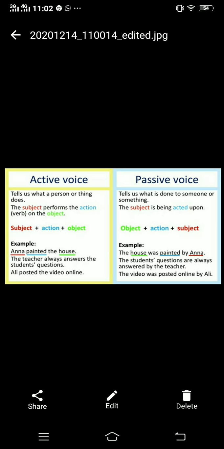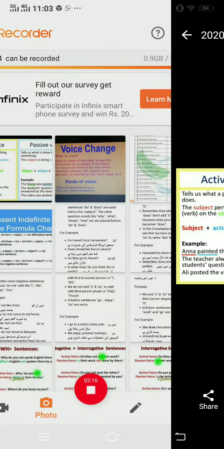In active voice the formula is subject plus action, meaning verb, then object. In passive voice it is object plus action, like verb, then subject. Examples: Anna painted the house. The house was being painted by Anna. I'll tell you the examples in detail. For now you have to learn the difference between active voice and passive voice, or the definition of active and passive voice.